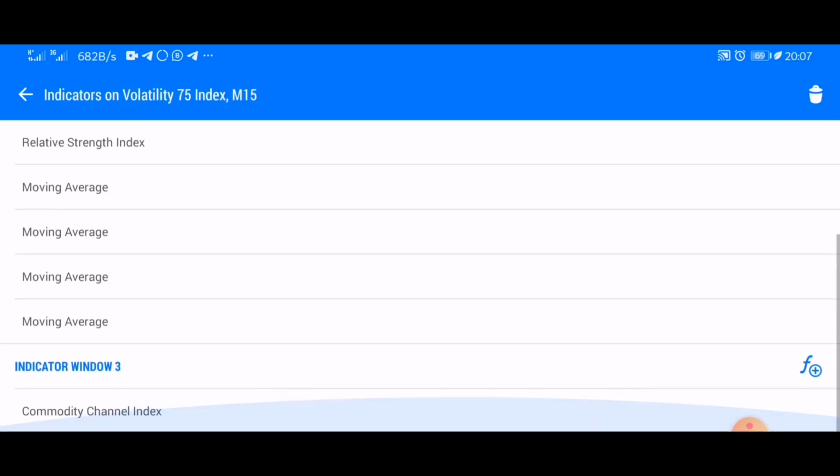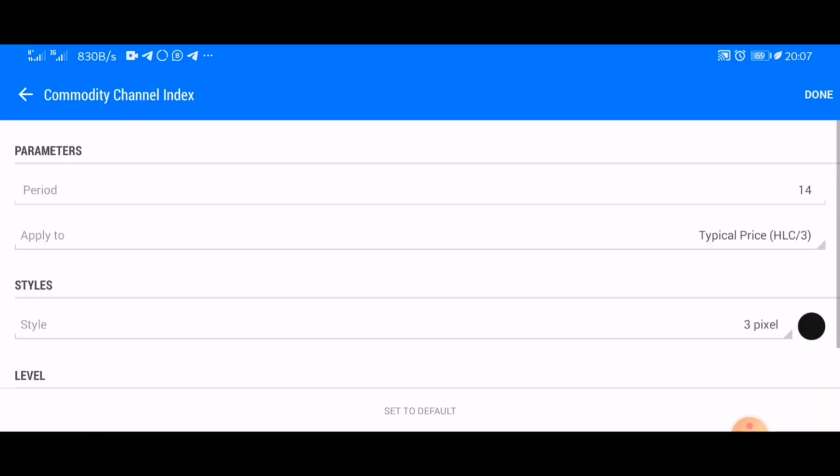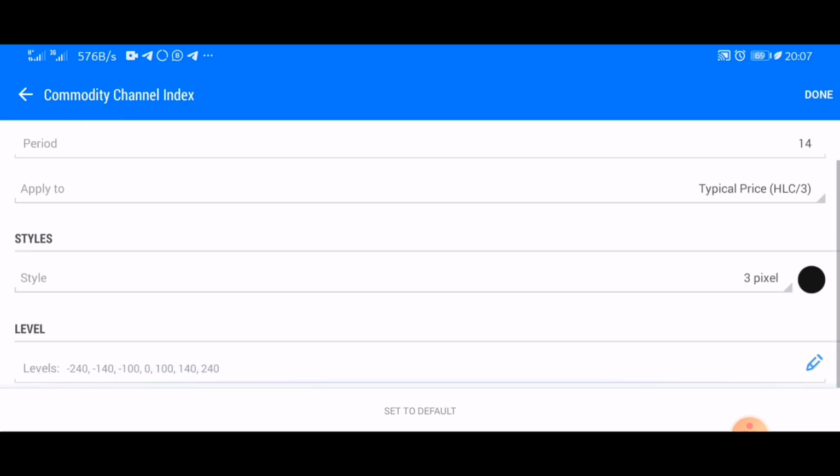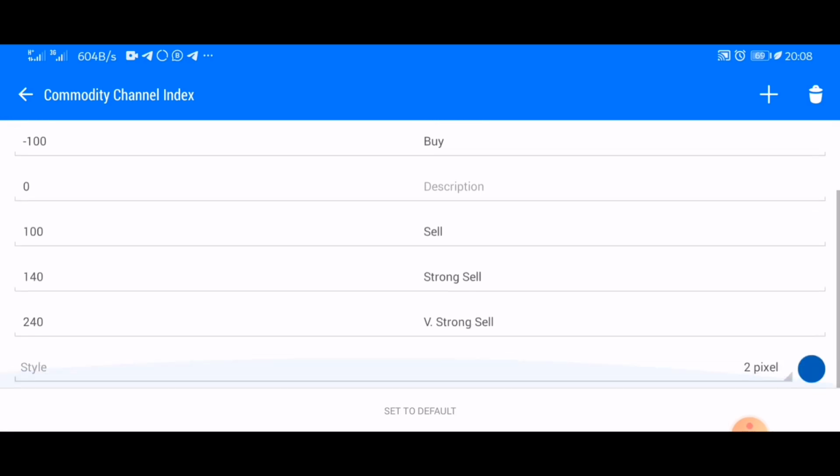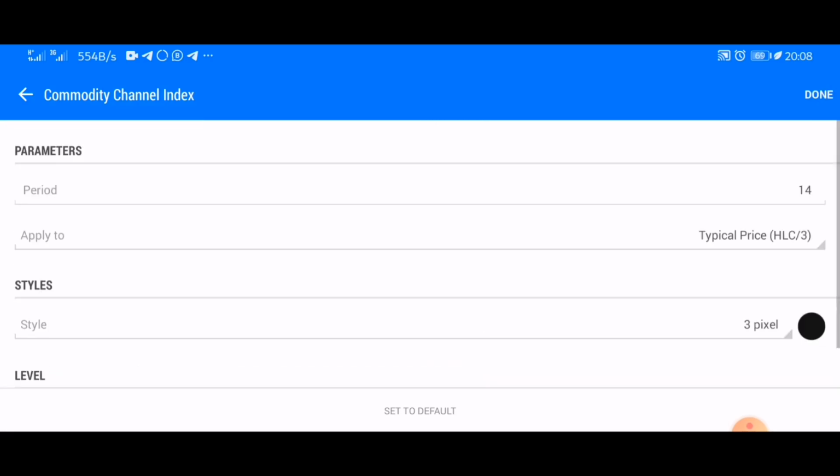And finally we have the indicator window 3, and the settings for the commodity channel index right there are period 14, applied to typical price, HLC/3, and the style is 3 pixel. Now I want you to take a very close look at what we have on the levels. So just look at everything we have on the settings here and put them on your indicator.